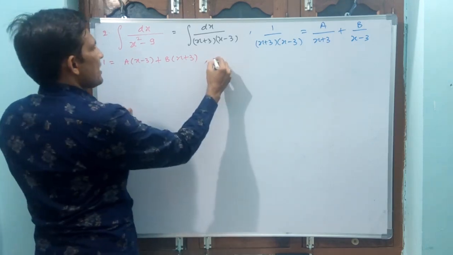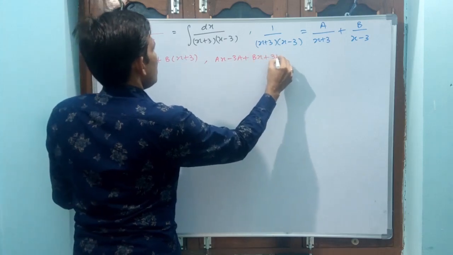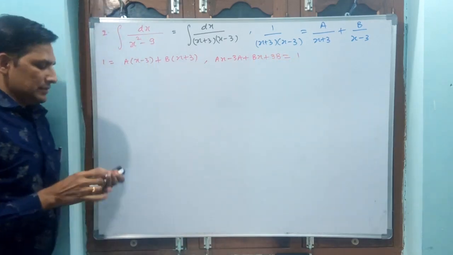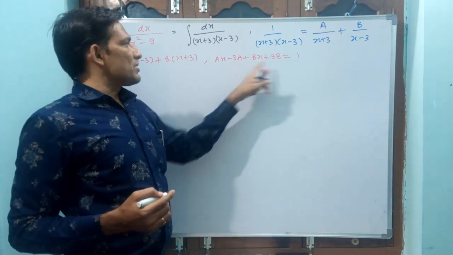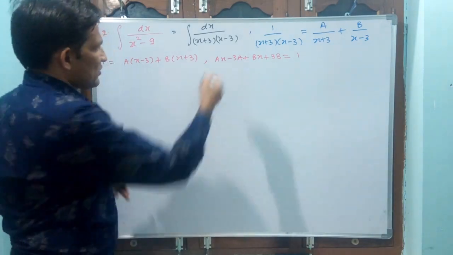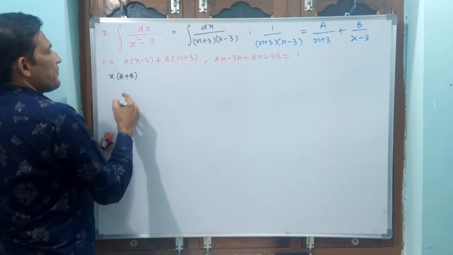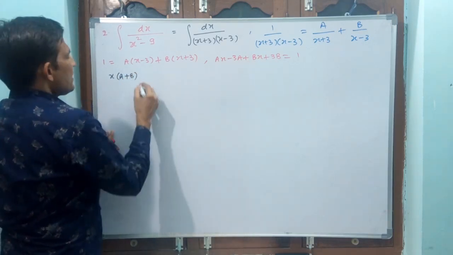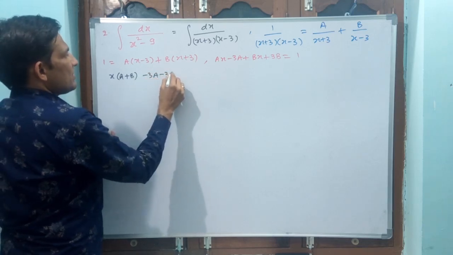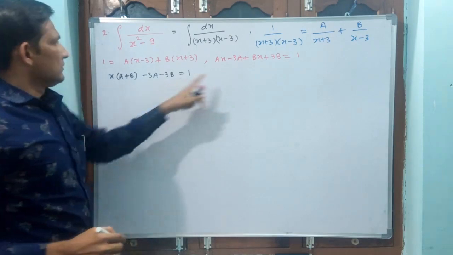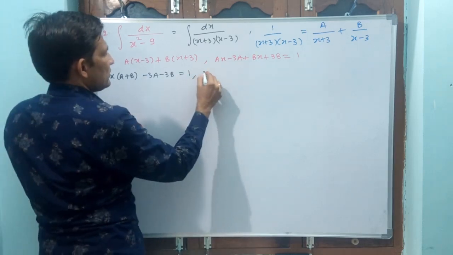You see, you expand now. ax minus 3a plus bx plus 3b is equal to 1. Then see here only a constant is there. The x term is also not there. The x term you have to make 0. First you take the x term. The x coefficient: a is there plus b is there, ax, bx. Again for the constant, minus 3a plus 3b is equal to 1. See, the x term is not there, that is why a plus b is equal to 0.